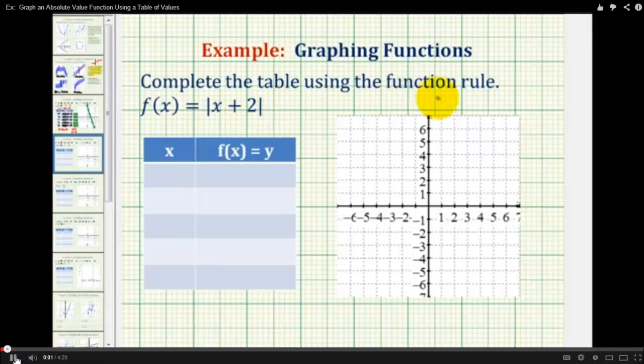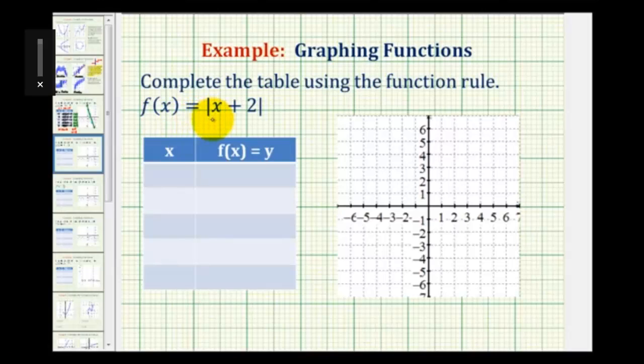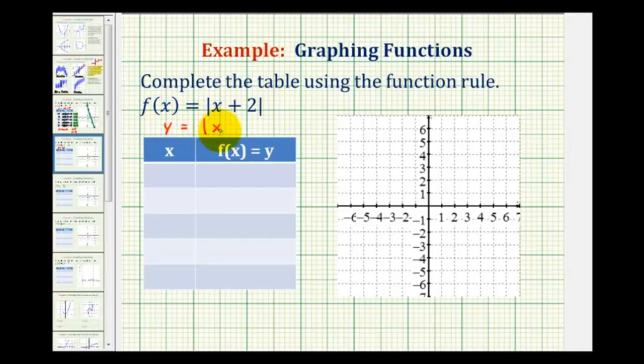We want to complete the table using the function rule f of x equals the absolute value of x plus 2, and then use a table to graph the function. And if we found it helpful, we could replace f of x with y and write this as y equals the absolute value of x plus 2. But over time, we should get more comfortable using function notation here. So what we'll do is select x values, perform substitution, and then find the corresponding function value or y value.